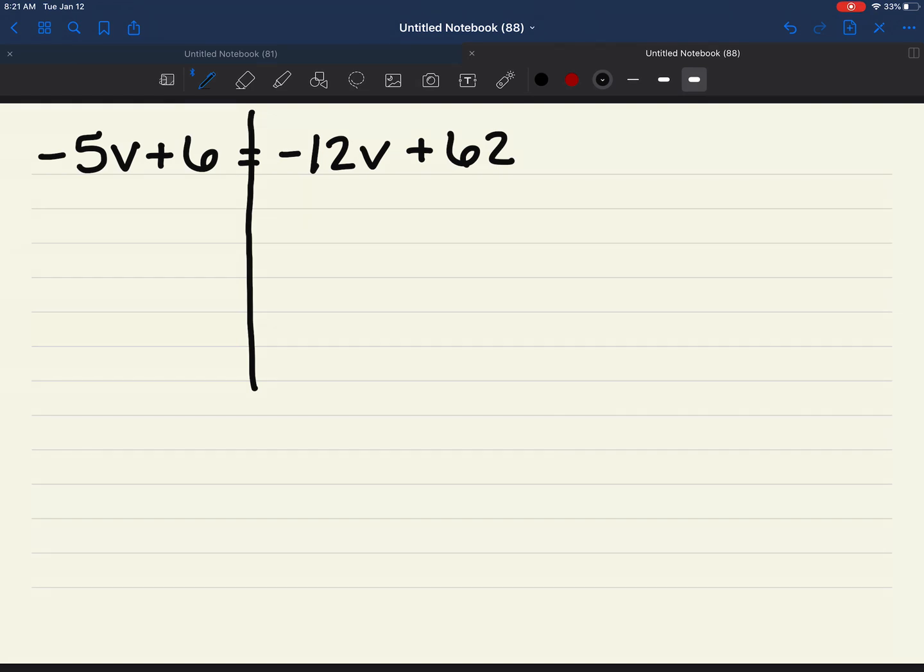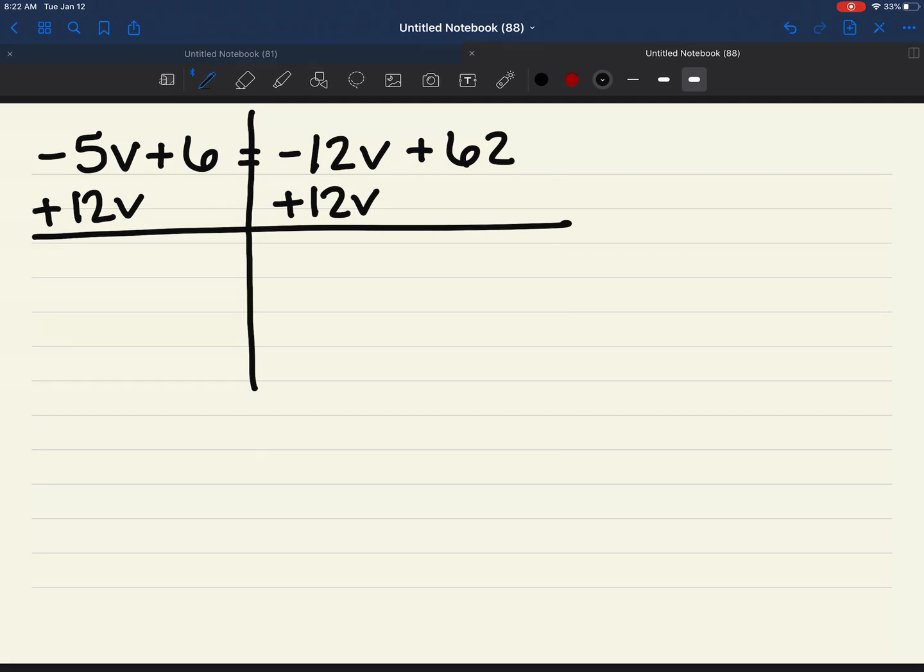-5. Okay, look at both numbers. -5, what's this number? -12. Which number is smaller? -12 is smaller, okay? So that's the one I'm going to choose to move. So what is the opposite of -12v? Positive 12v. So I'm going to add 12v to both sides.